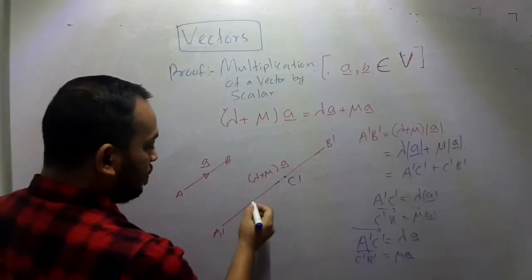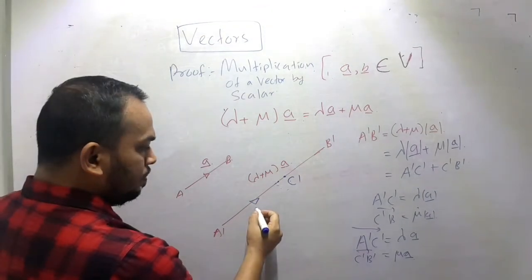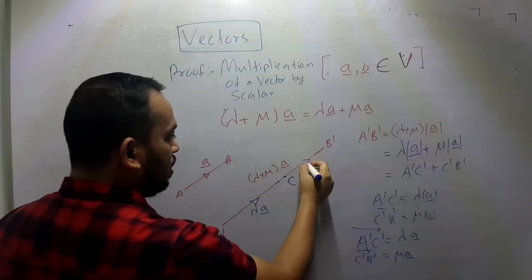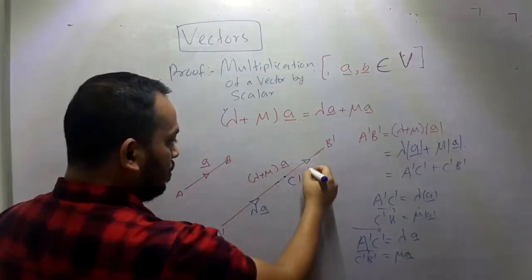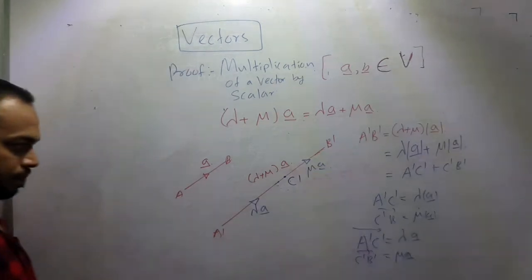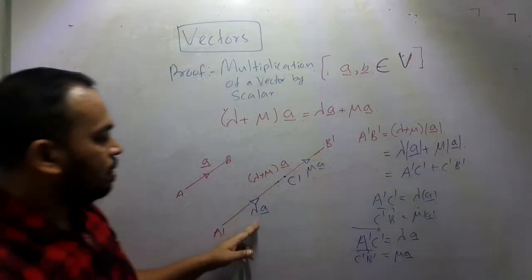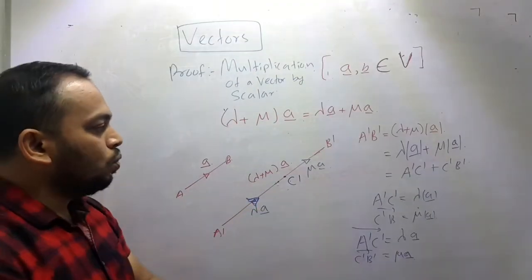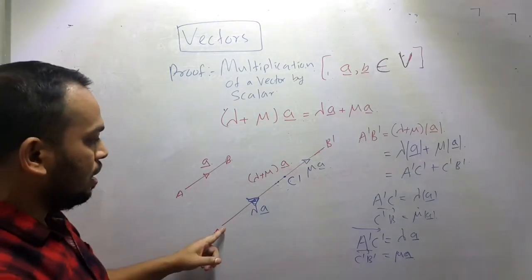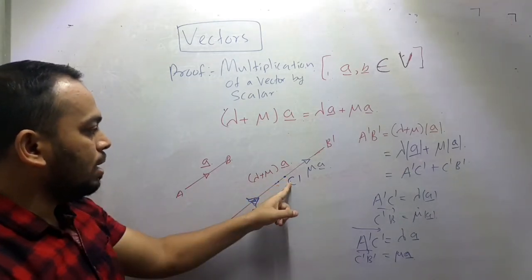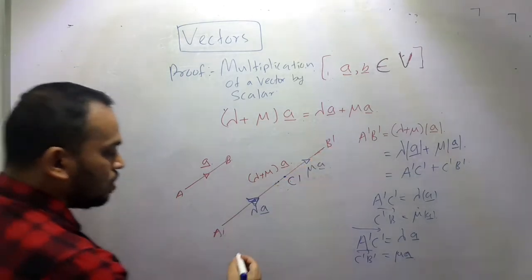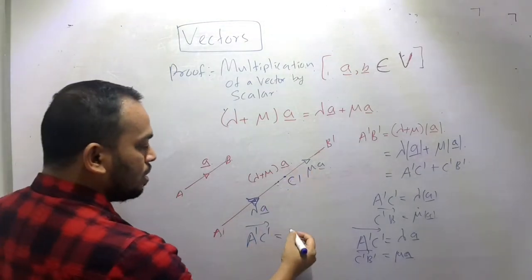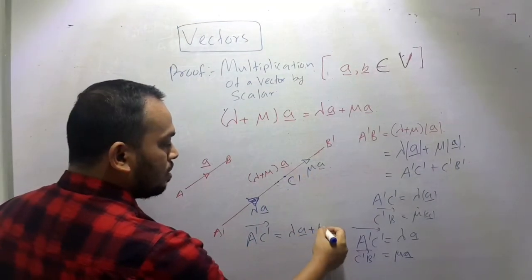So this part is given as a dash c dash, lambda a. This part over here is given by mu a. Right. So what does it mean? This is actually therefore addition of two vectors. You know how to add two vectors, a dash to c dash together with c dash to b dash. So what is this? A dash c dash vector is actually the vector addition of these two vectors. So lambda a plus mu a.